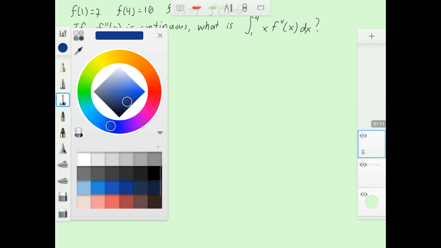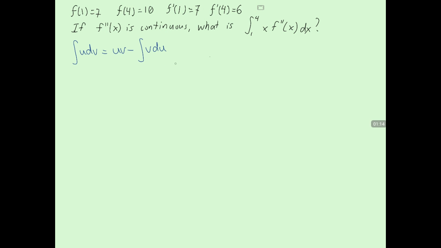So we can go about and rewrite the antiderivative of the inside of this definite integral. We can rewrite that as, let u equal x, let du equal dx, that's just from differentiating. dv is going to equal f double prime of x dx, and v is going to be the antiderivative of that, which is just f of x.